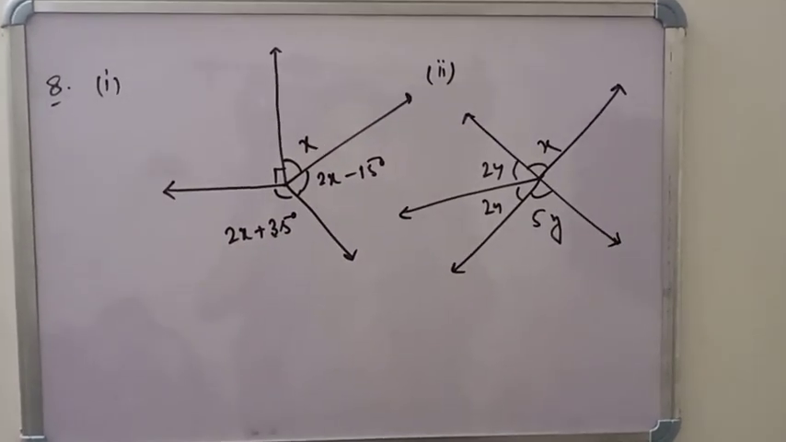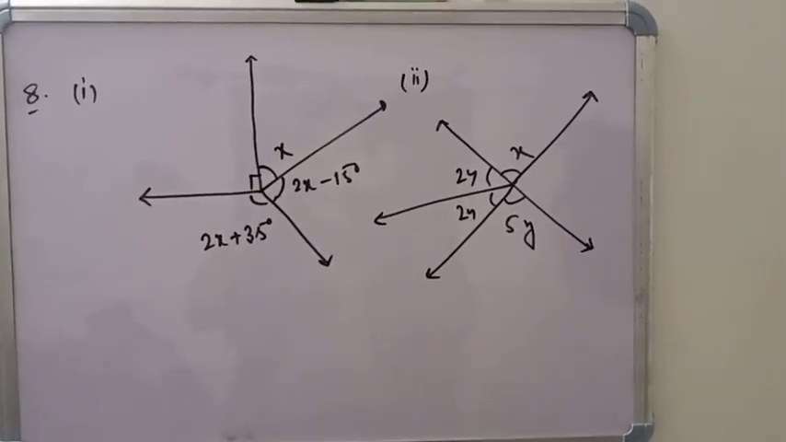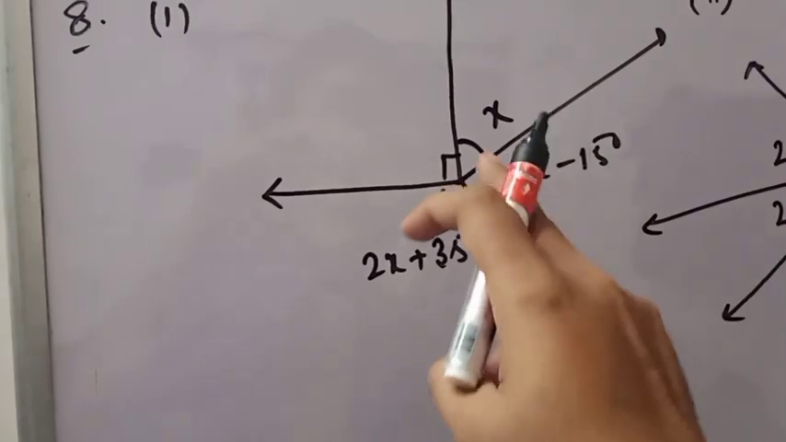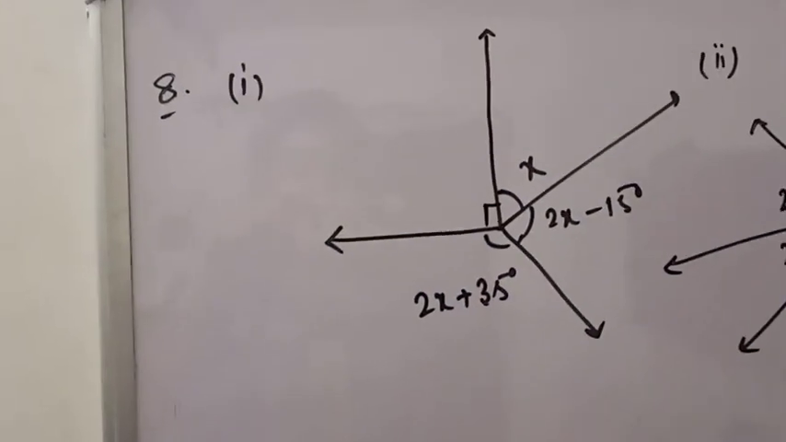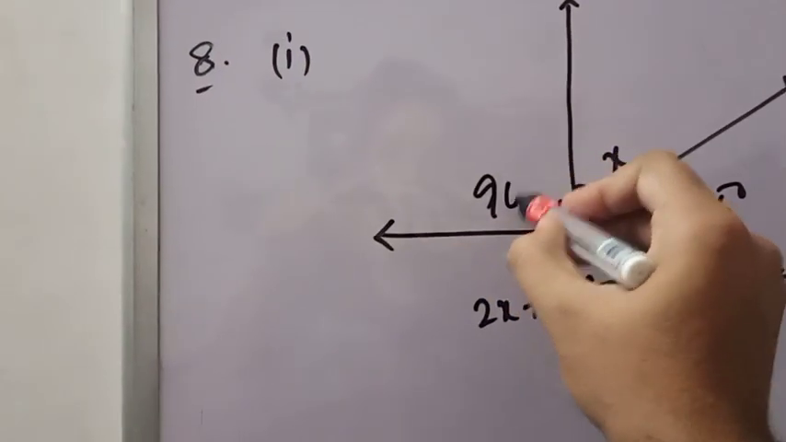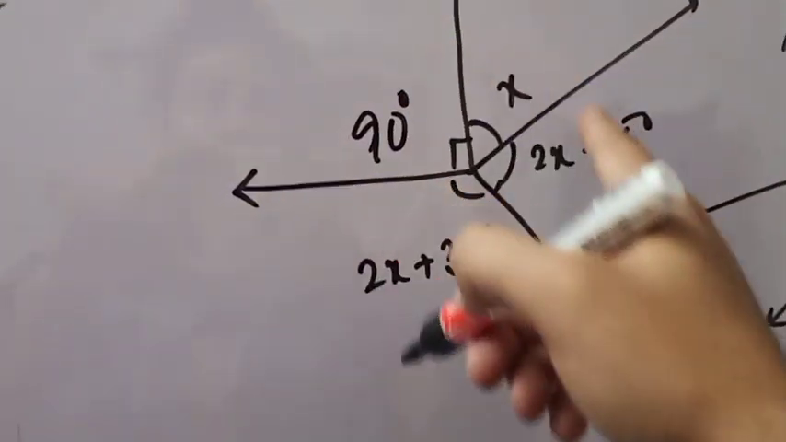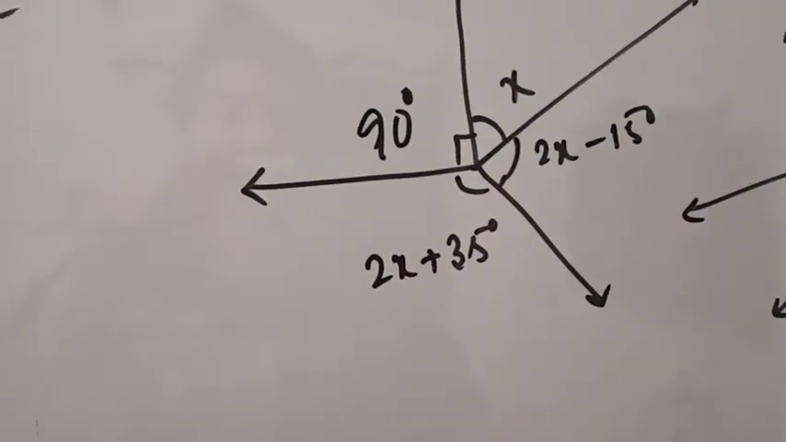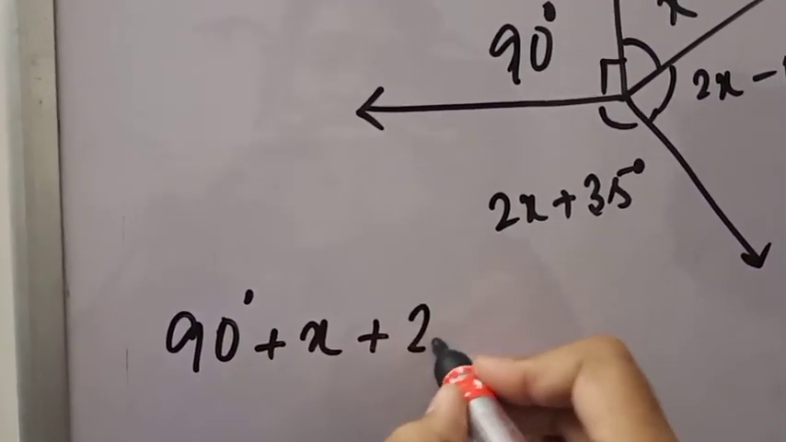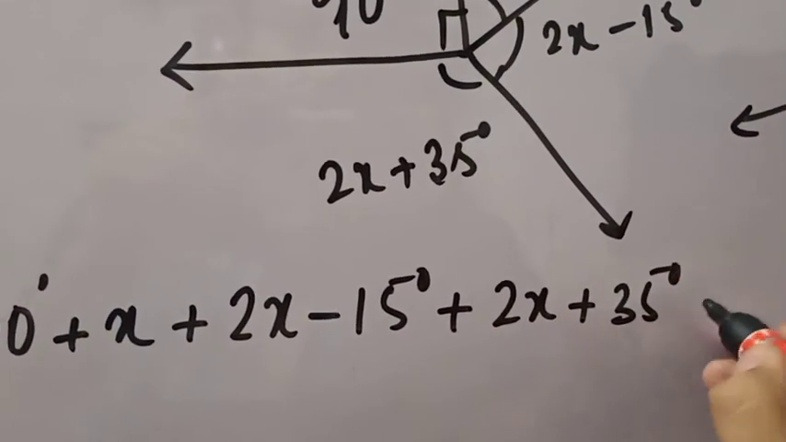Now in 8.1, see that two figures are given. In number 1 figure you have to find the x, in number 2 figure you have to find the x and y. So in number 1, the total angle is given. So x, 2x minus 15, 2x plus 35 and one angle is 90 degree. So we are using the complete angle formula. That means all the angles add up to 360 degree. So 90 degree plus x plus 2x minus 15 degree plus 2x plus 35 degree equals 360.